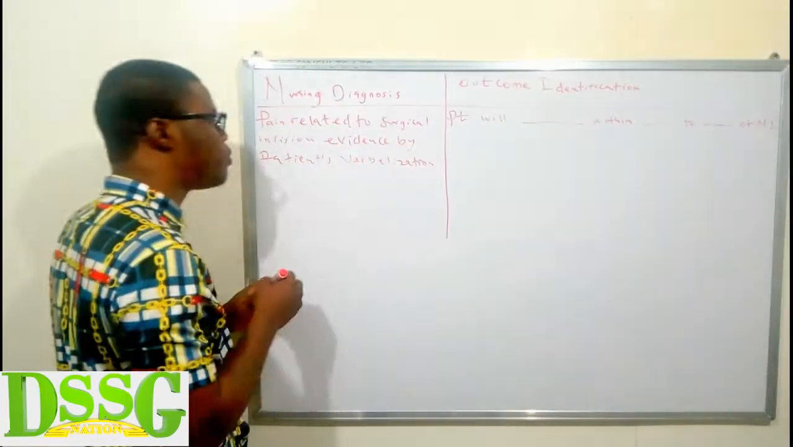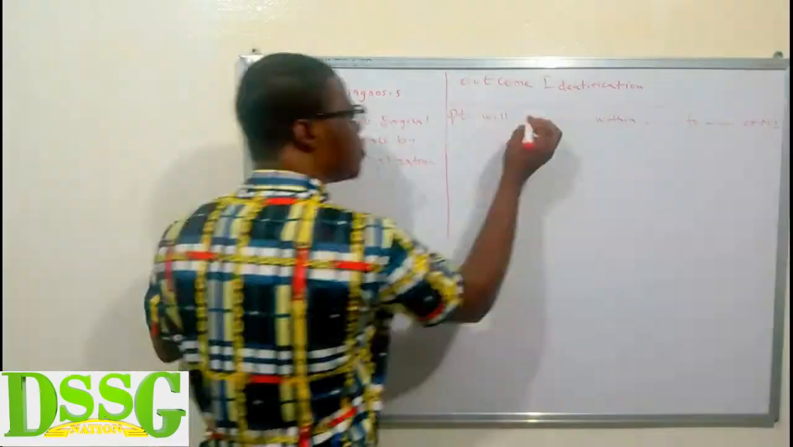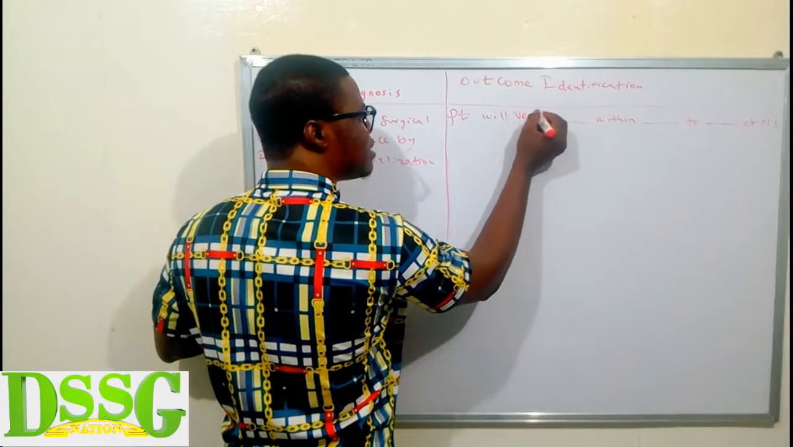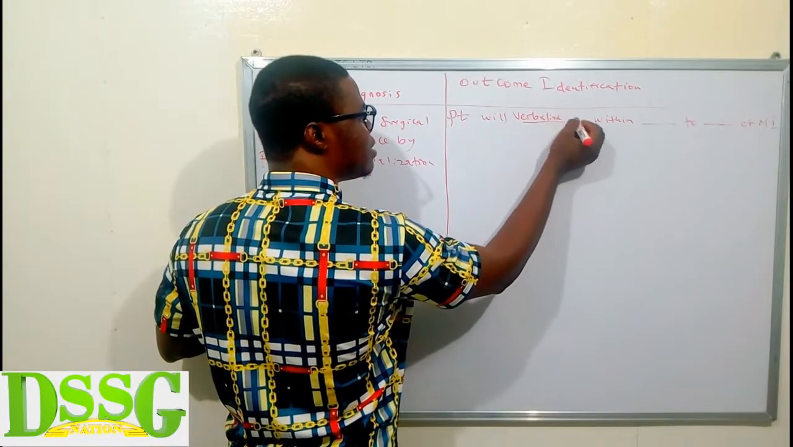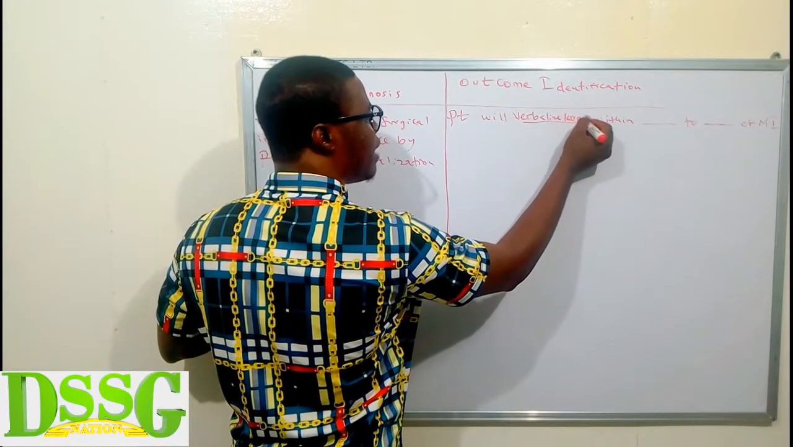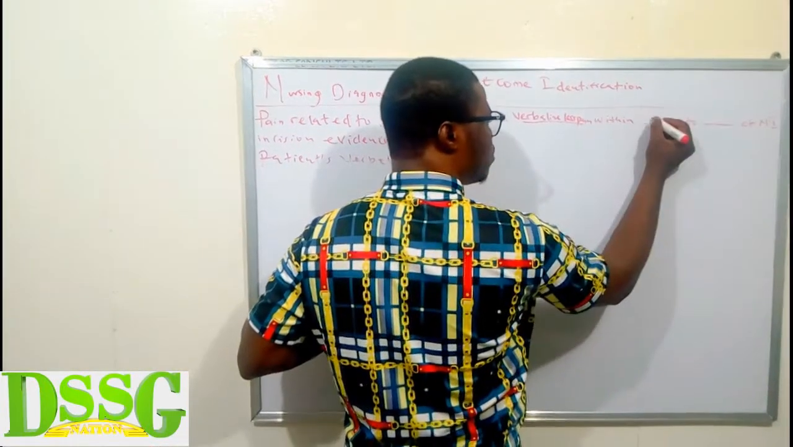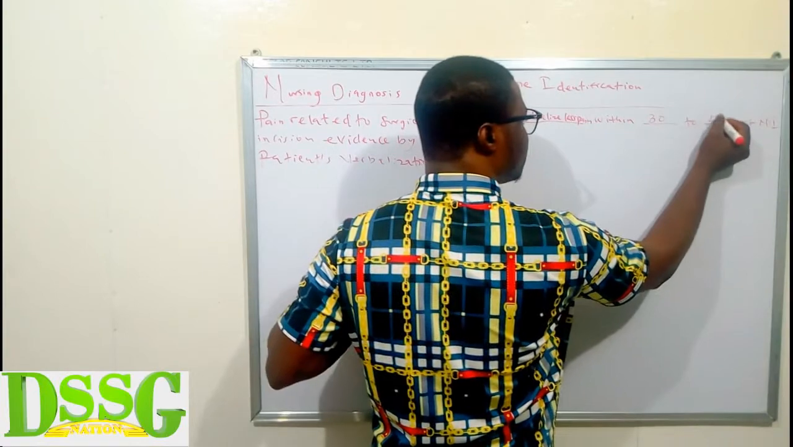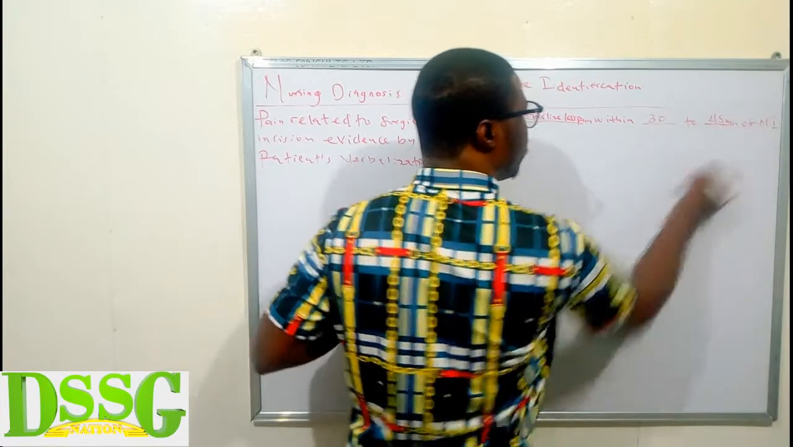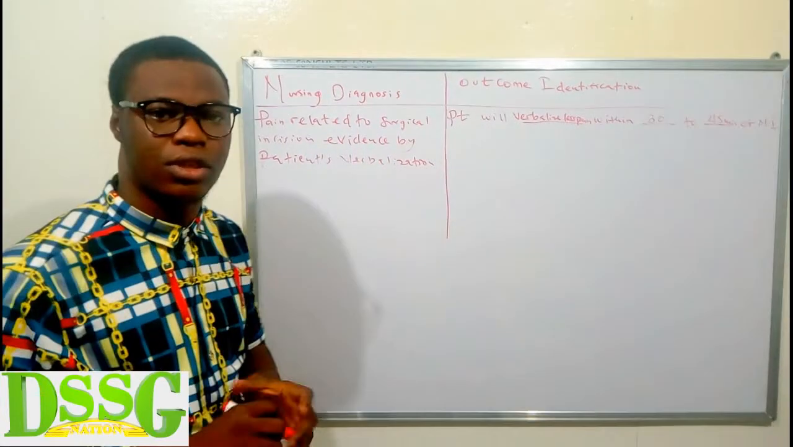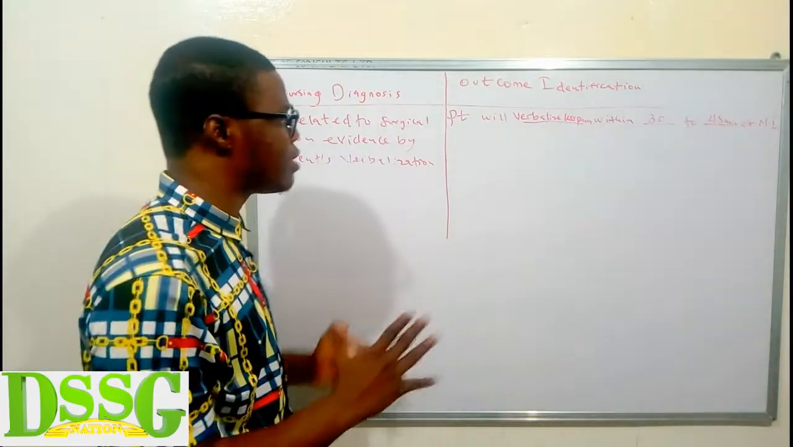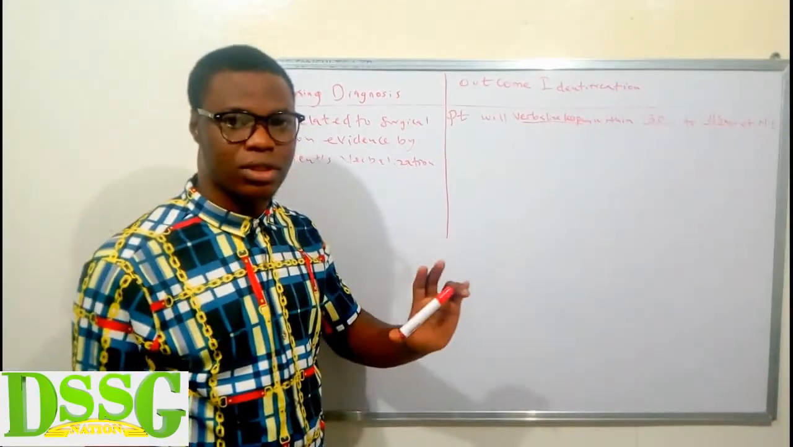And now what is the problem? Pain. So the patient will verbalize less pain within, then this is time to time. So you pick 30 to 45 minutes of nursing intervention. And that is the outcome identification.